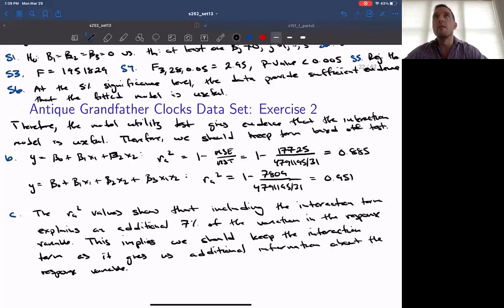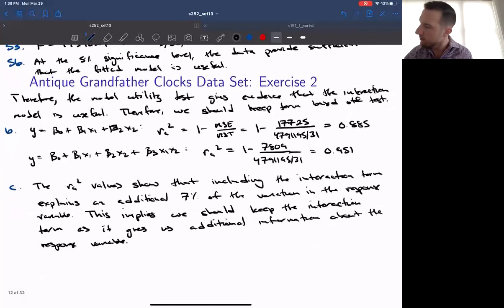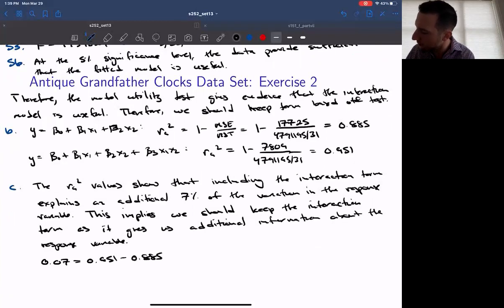Right, so that's just an approximation, sorry. So 0.07 equals 0.951 minus 0.885 approximately. I guess it's closer to 6.5, but that's where the 7% comes from, yeah.